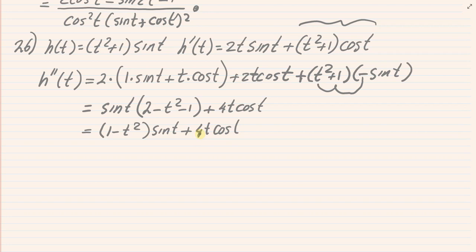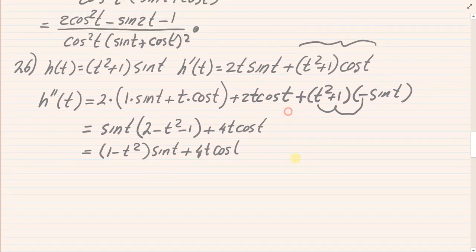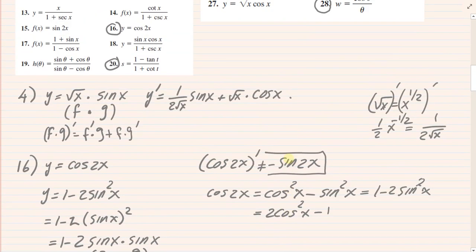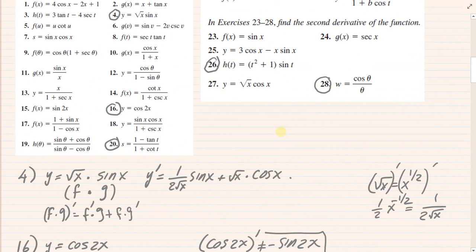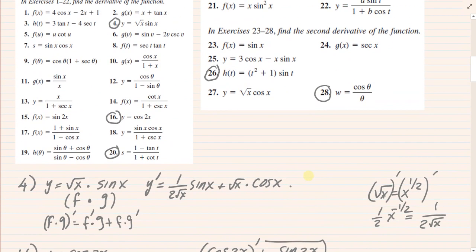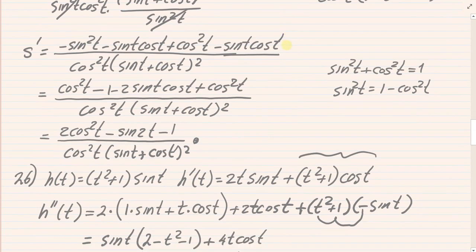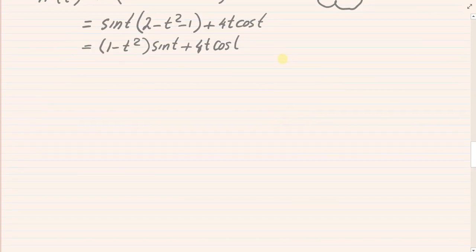Number 26 is good. And one last one from this segment was, I believe, number 28, cosine theta over theta. Now that looks pretty innocent, right? We want, what, the second derivative of that one? Let's see how innocent it can remain. So for this one, I'm going to write number 28. We had w is equal cosine theta over theta.